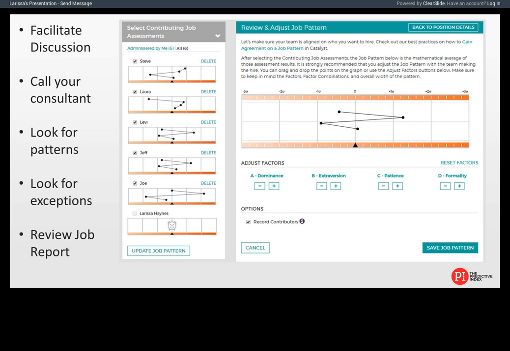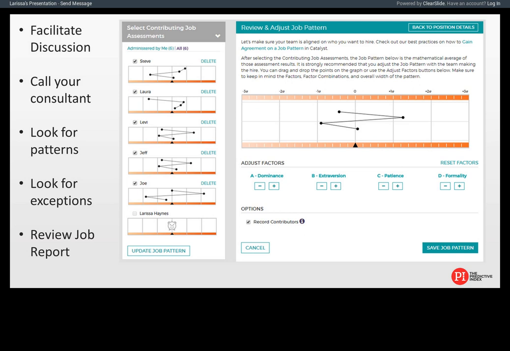The other thing that's great to do is that if you come in and you see, all right, we're sort of on the same track, you can save this job pattern, send everyone the job report to review, and have everyone take notes on whether or not that sounds like what they meant when they were answering the questions, because sometimes the questions get a little skewed.